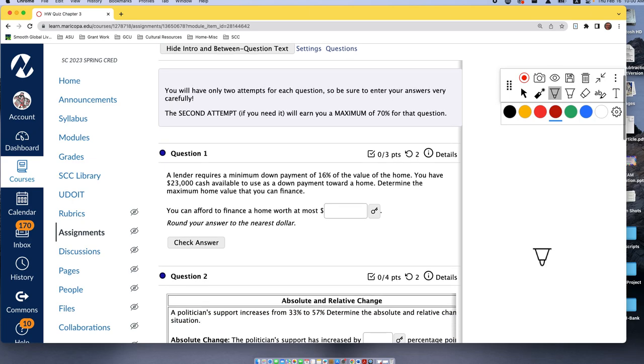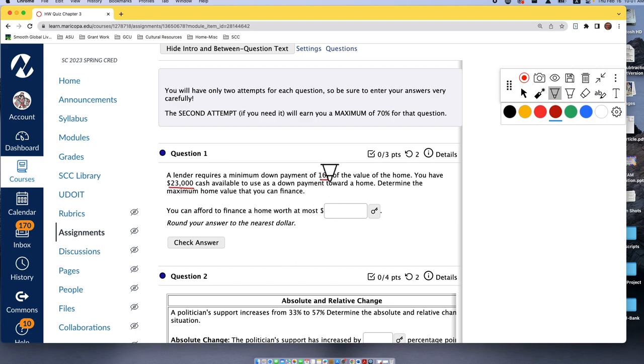Okay, so here we go. A lender requires a minimum down payment of 16%. That's a percentage, right? We haven't talked about mortgages yet, but all we're doing is applying percentages. You have $23,000 cash available to use as a down payment toward a home. Determine the maximum home value that you can finance.